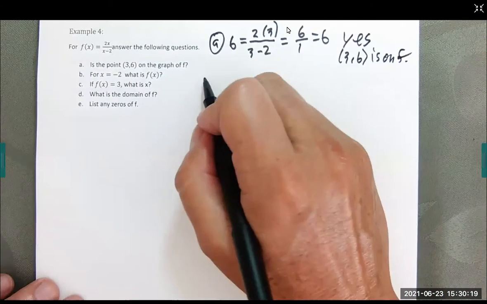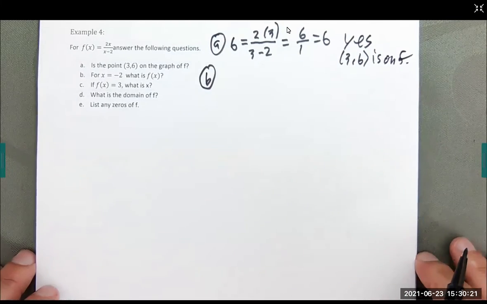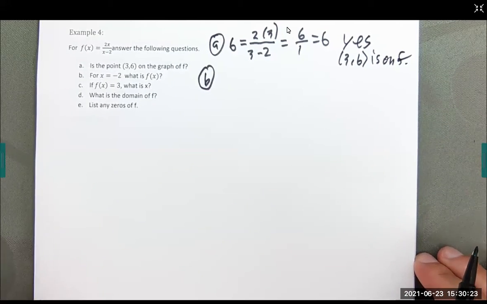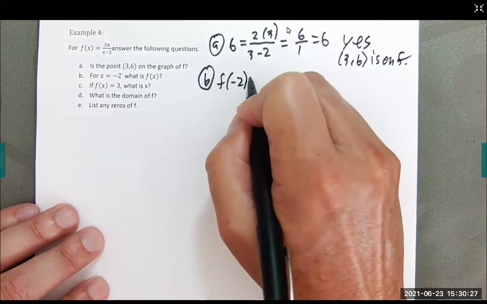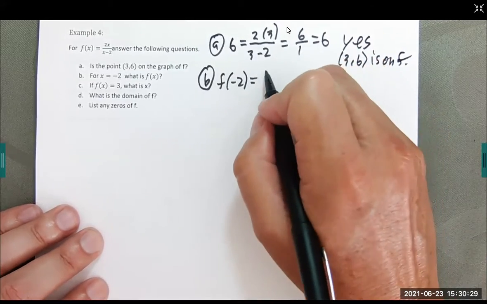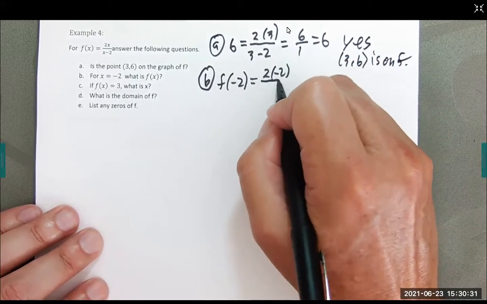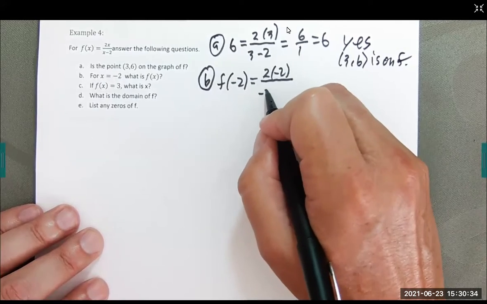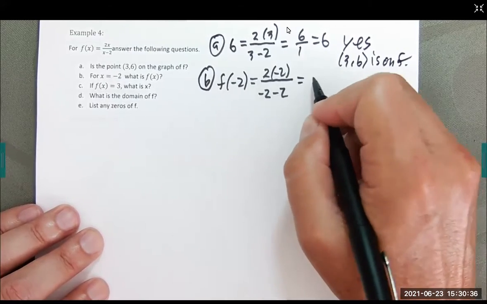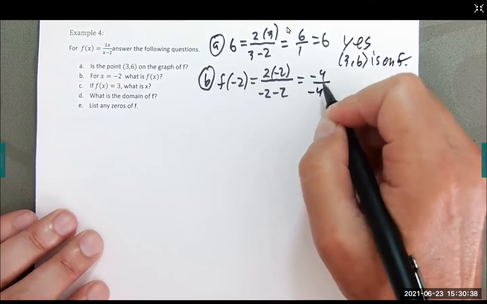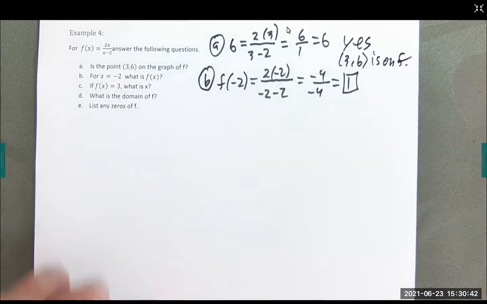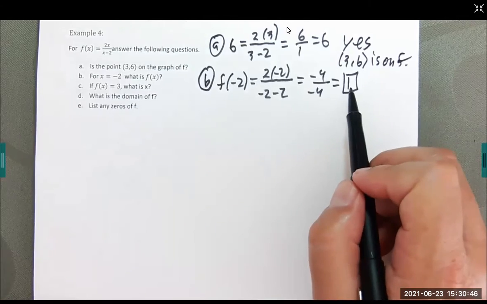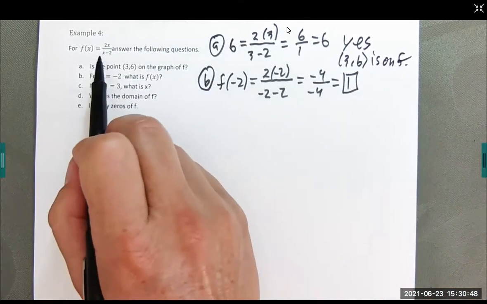Part B. For x equals -2, what is f of x? So f of -2 is 2 times -2 over -2 minus 2, -4 over -4. Looks to me we are at 1. Meaning the point -2, 1 is on that graph.